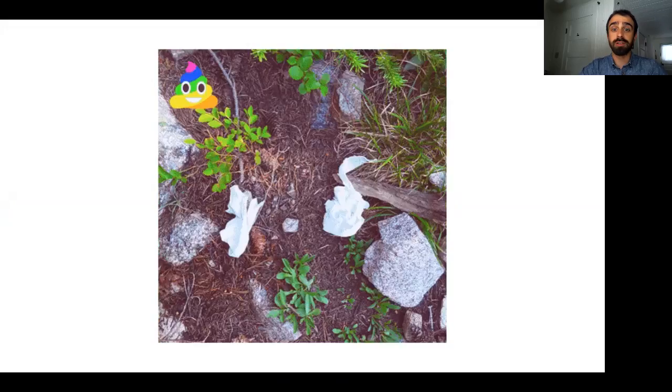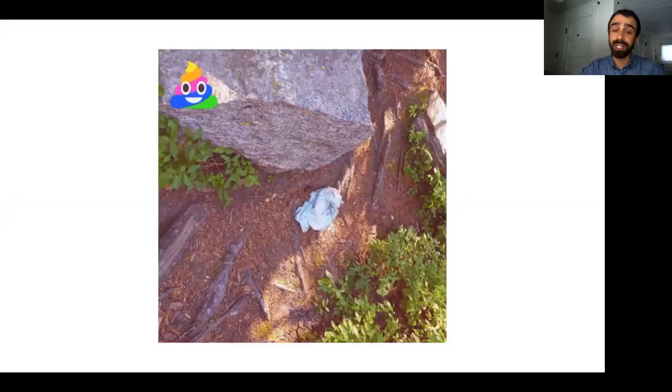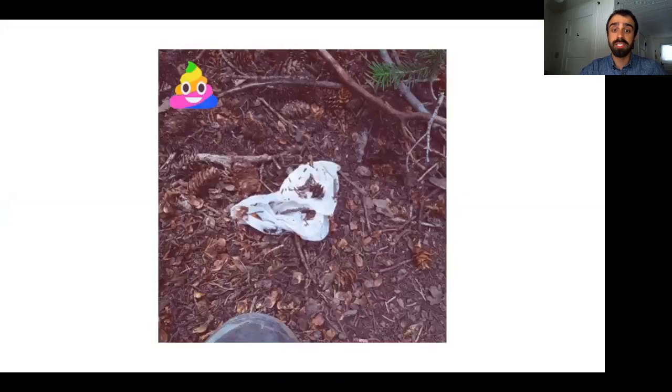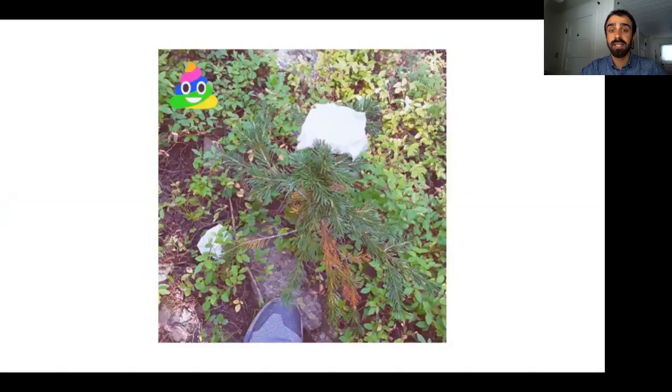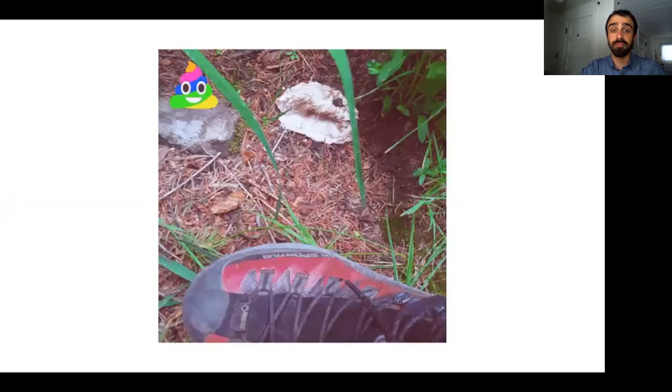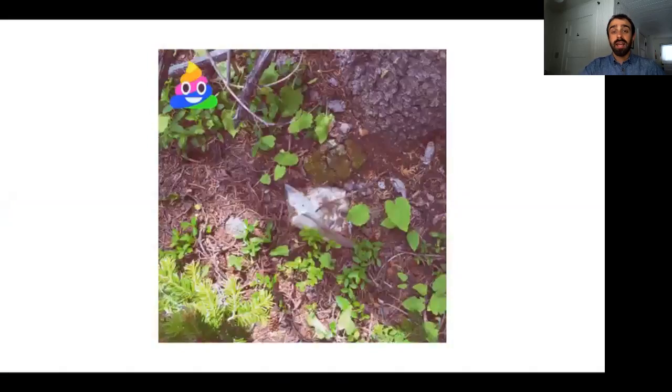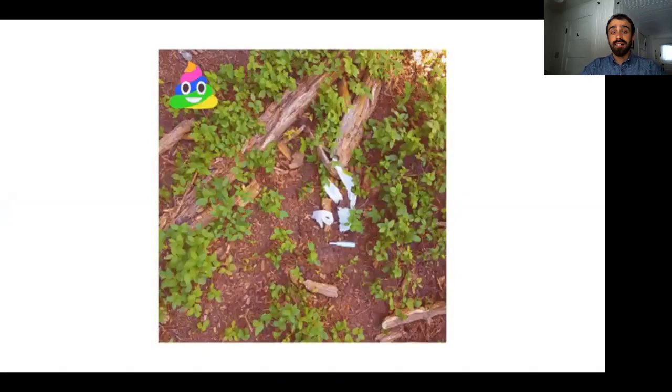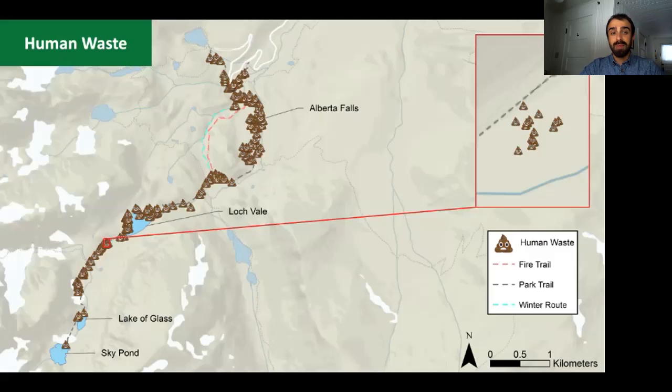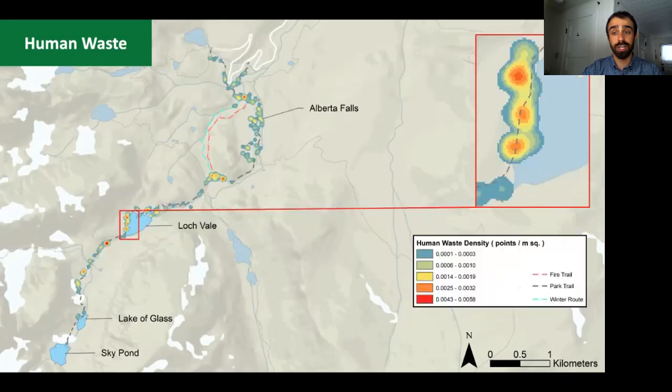Next, I'll be talking about human waste, which is an unfortunate topic, but this included any time that visitors did not follow leave no trace practices in the backcountry areas of the Lockvale watershed. And the way this was mapped was over the entire watershed haphazardly with the social trails. And we found over 300 individual points of either unburied human waste, leftover garments, or used toilet paper in the watershed area.